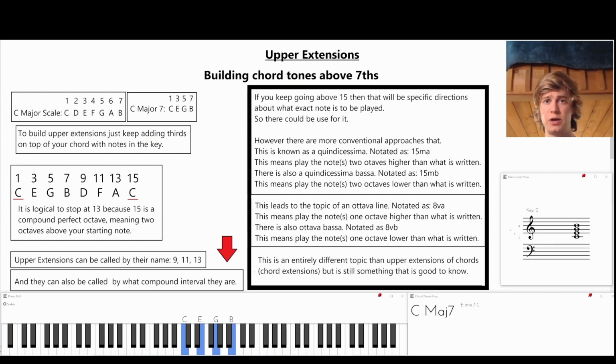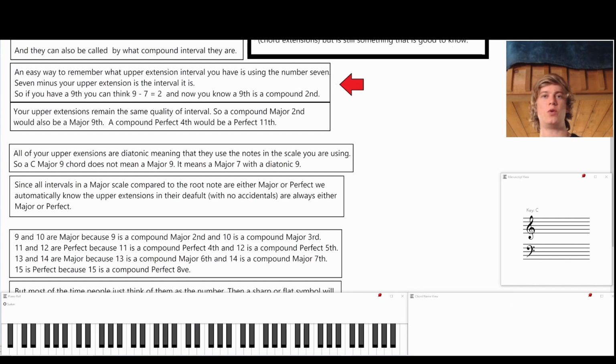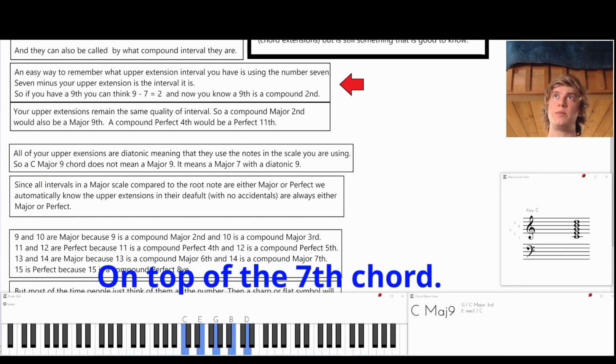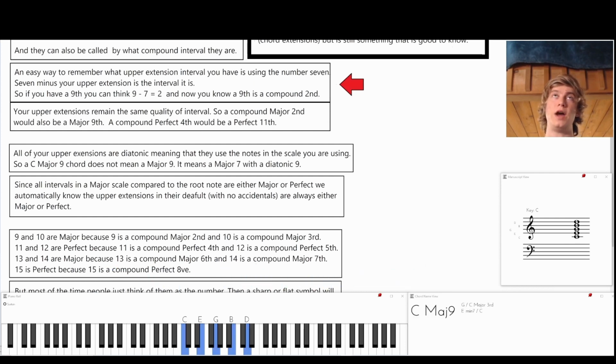So I could call it a compound major 2nd, a compound perfect 4th, and a compound major 6th. An easy way to remember what upper extension interval you have is using the number 7. 7 minus your upper extension is the compound interval that you are working with. So if I add this 9th on top of my 7th, then I can do 9 minus 7, which is 2. So that tells me that my 9 is also a compound 2nd. And specifically, it is a compound major 2nd, and I'm going to go over why it's a compound major 2nd.